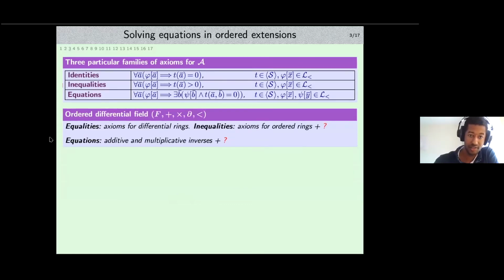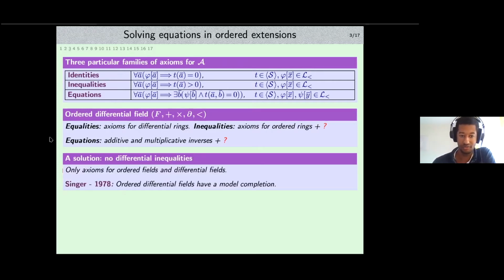In our case, we are looking at ordered differential fields. So we want the axioms for differential fields or rings, axioms for ordered rings, and then we are free to choose what we want in terms of inequalities and equations. And there are several solutions that we can choose. The first one I wanted to mention is imposing no compatibility between the differential structure and the ordered field structure. So you only take separate axioms.